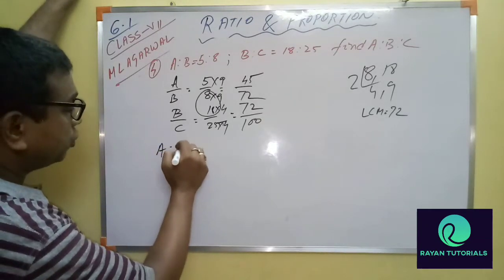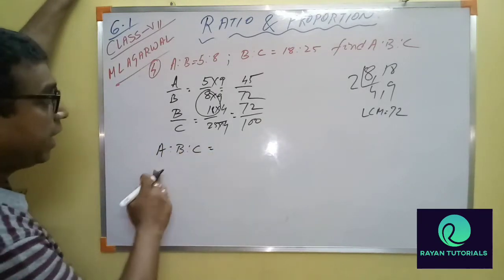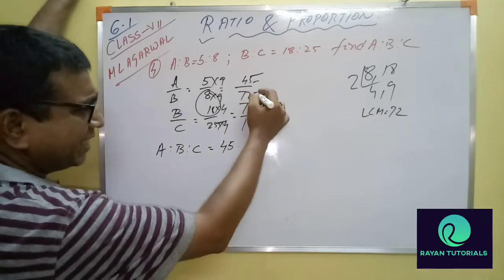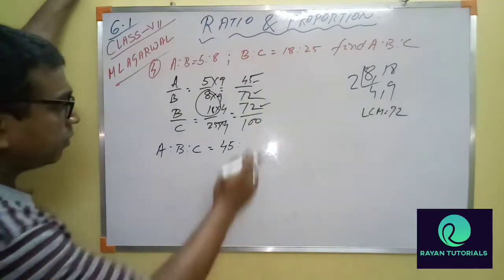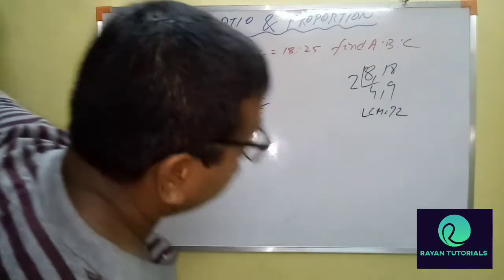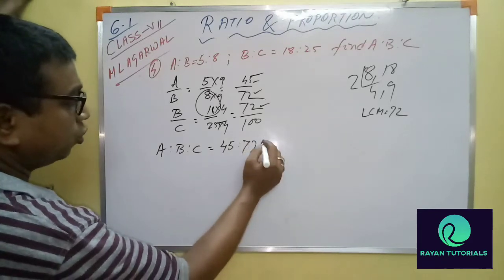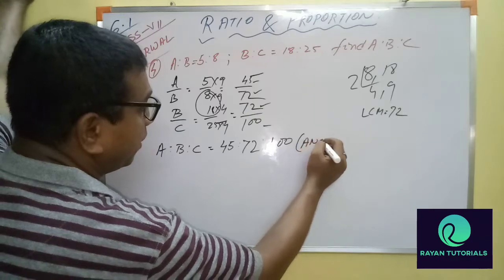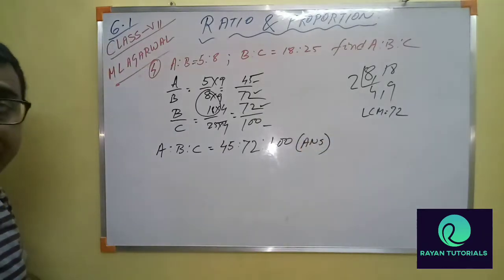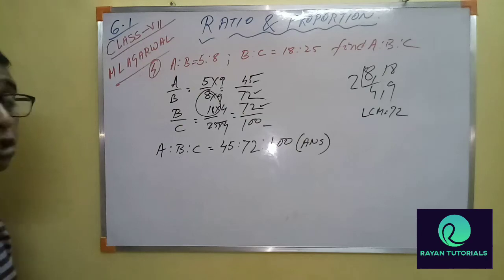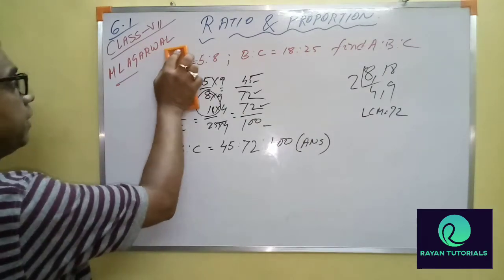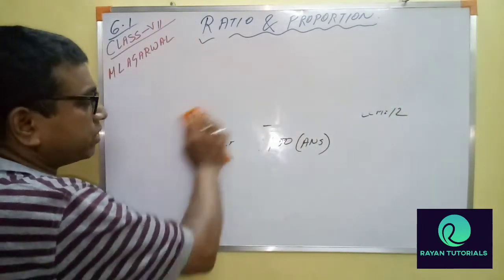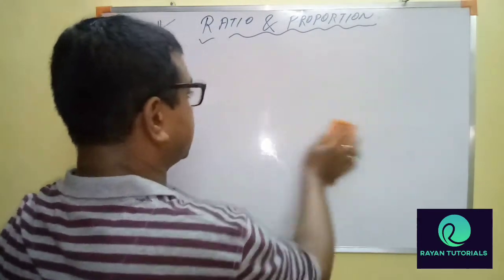Now A is to B is to C. A how much? 45. B how much? You can take this one, you can take this one, no problem, both are same. So how much? 72. C how much? 100. So my answer is coming 45 is to 72 is to 100. Clear? Those who want to copy, please pause the video, then copy the sums.